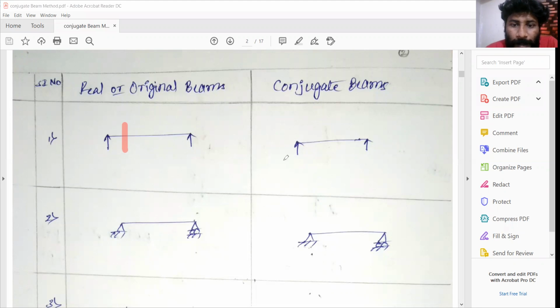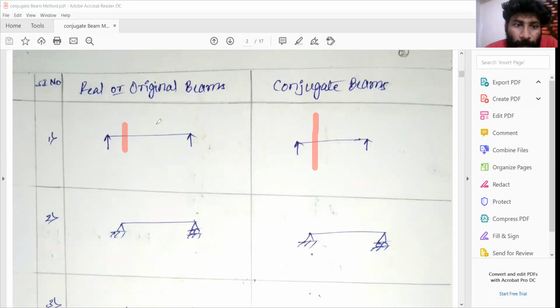After finding the conjugate beam, we have to find the bending moment diagram. After finding the bending moment diagram, divide by the EI value to get the M by EI diagram. Whatever the M by EI diagram is, that will be the loading for the conjugate beam. So I will find the shear force at this section. The shear force at this section is equivalent to the slope in the original beam. That's what theorem 1 says.